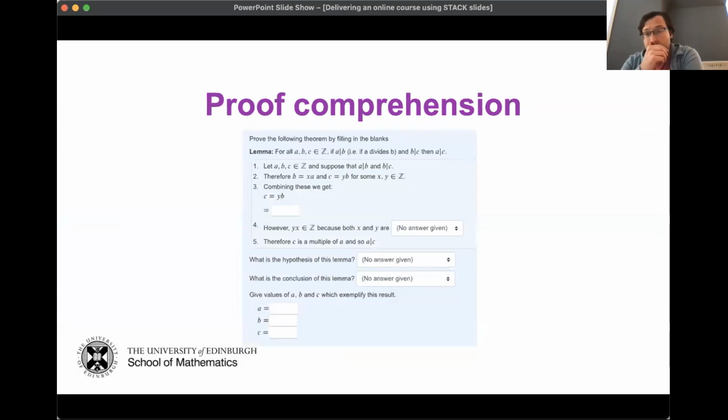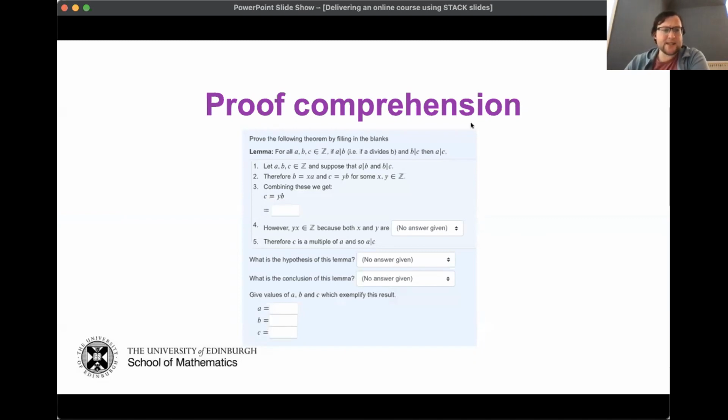I mentioned earlier that we also did some things regarding proof comprehension questions. In general, in STACK, we can't fully mark a student's full written proof or full written answer. But that doesn't mean there aren't some things we can do that can help us understand whether they've actually understood a proof that they've read. So this led to this style of proof comprehension question.